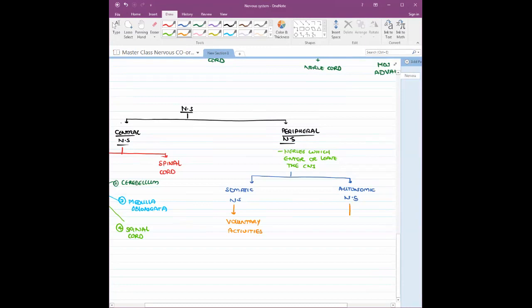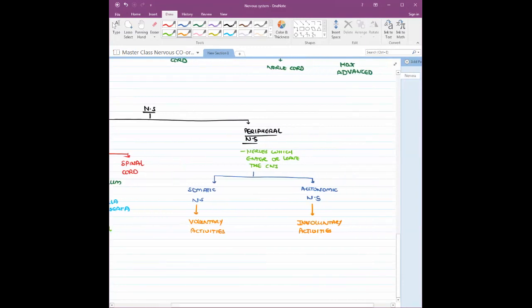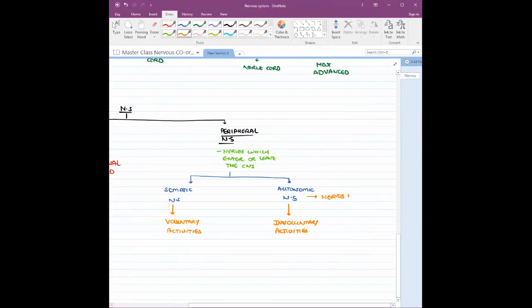It controls all the voluntary activities. And the autonomic nervous system, guys, controls all the involuntary activities of the body. Now, when we talk about the autonomic nervous system, I said it is going to include the nerves. Yes, but the second thing that it also includes is ganglia.